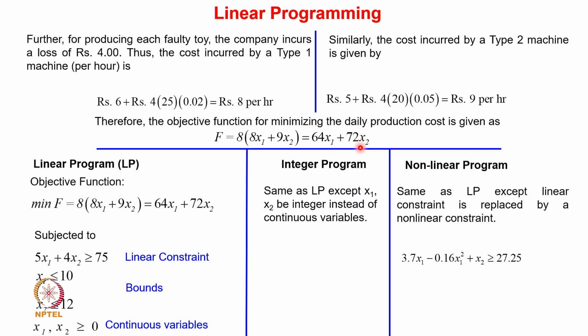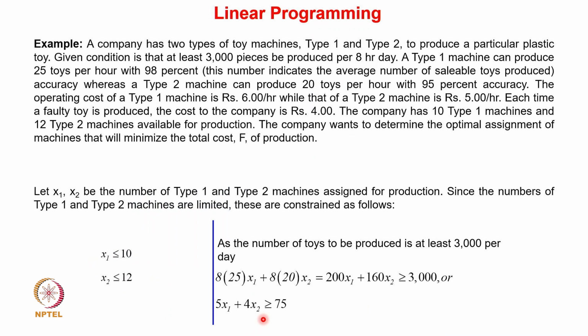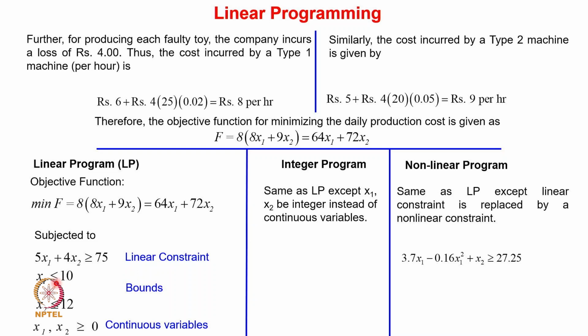So my linear programming formulation is represented like this: minimize f, which is given as 64x1 plus 72x2, subject to 5x1 plus 4x2 greater than or equal to 75. This is the linear constraint we have obtained. And there are two additional constraints, which are bounds: x1 is less than or equal to 10, and x2 is less than or equal to 12.